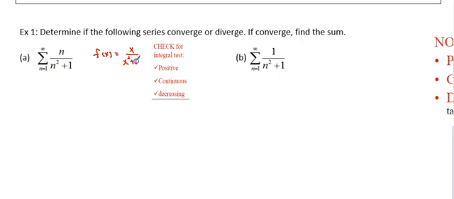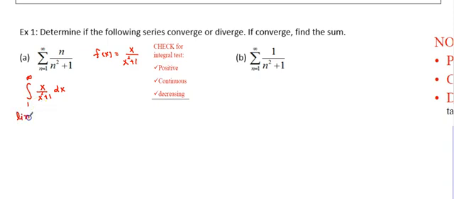x over x squared plus 1. Then limit, no, we don't have to write the limit yet. We just have to set up the integral first. I apologize. Okay, so the integral from 1 to infinity of x over x squared plus 1 dx.